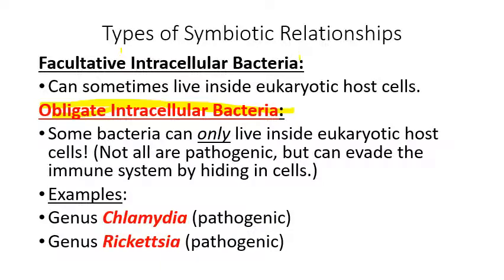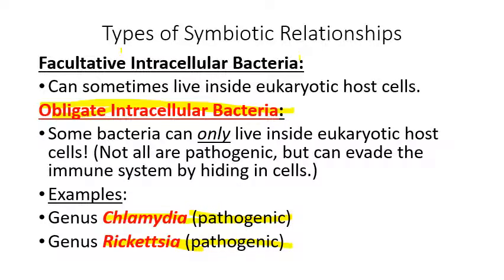All right, so as I said, all viruses are obligate intracellular parasites, but there are only a few bacteria that are. Two examples that we're going to learn that are obligate intracellular parasites are any members of the genus Chlamydia and any members of the genus Rickettsia. And these two genera are both pathogenic.